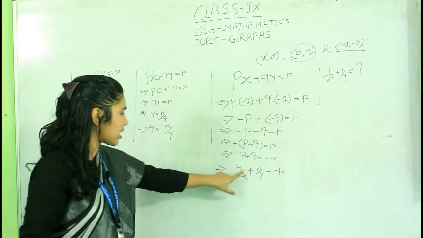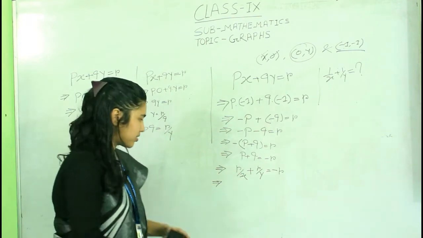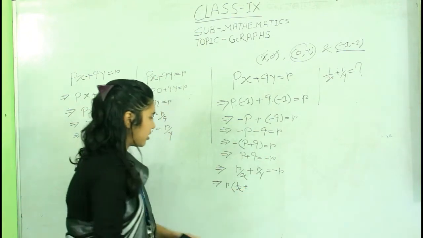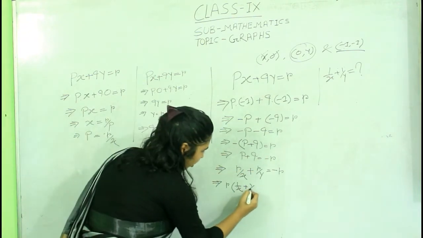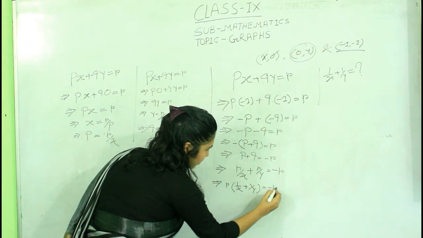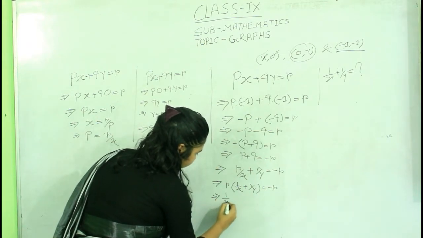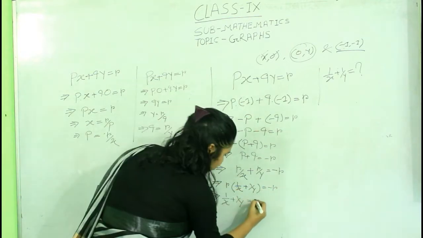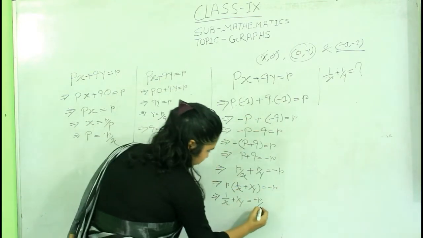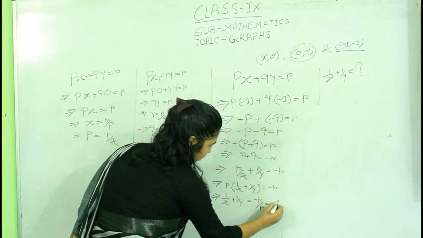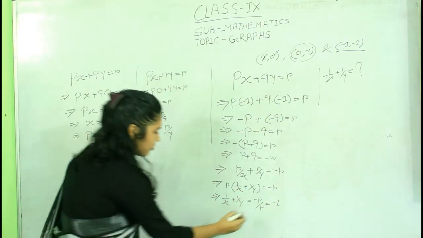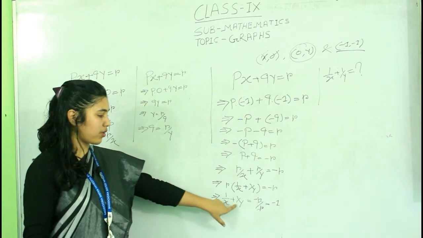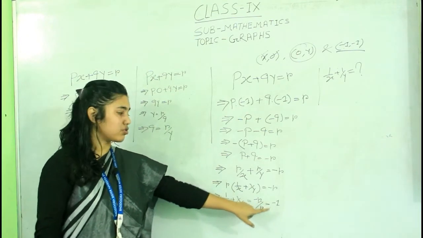Now take this r common from these two terms. So take r common, that means 1 by x plus 1 by y is equal to minus r. Now minus r divided by this r gives minus 1. That means the value of 1 by x plus 1 by y is equal to minus 1.